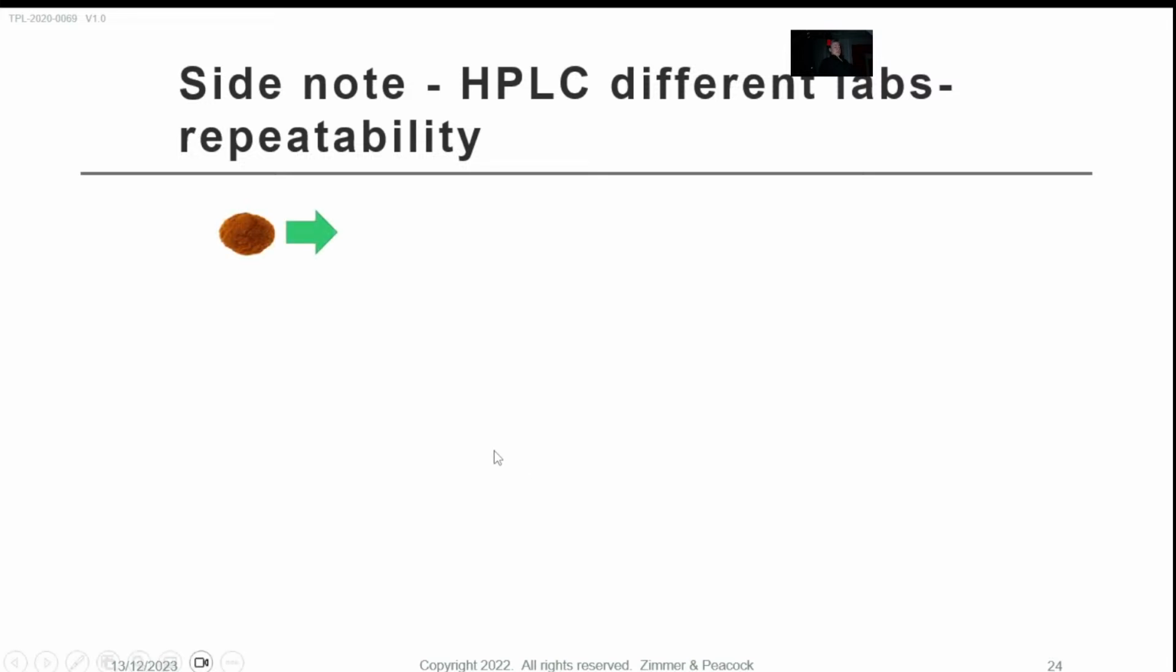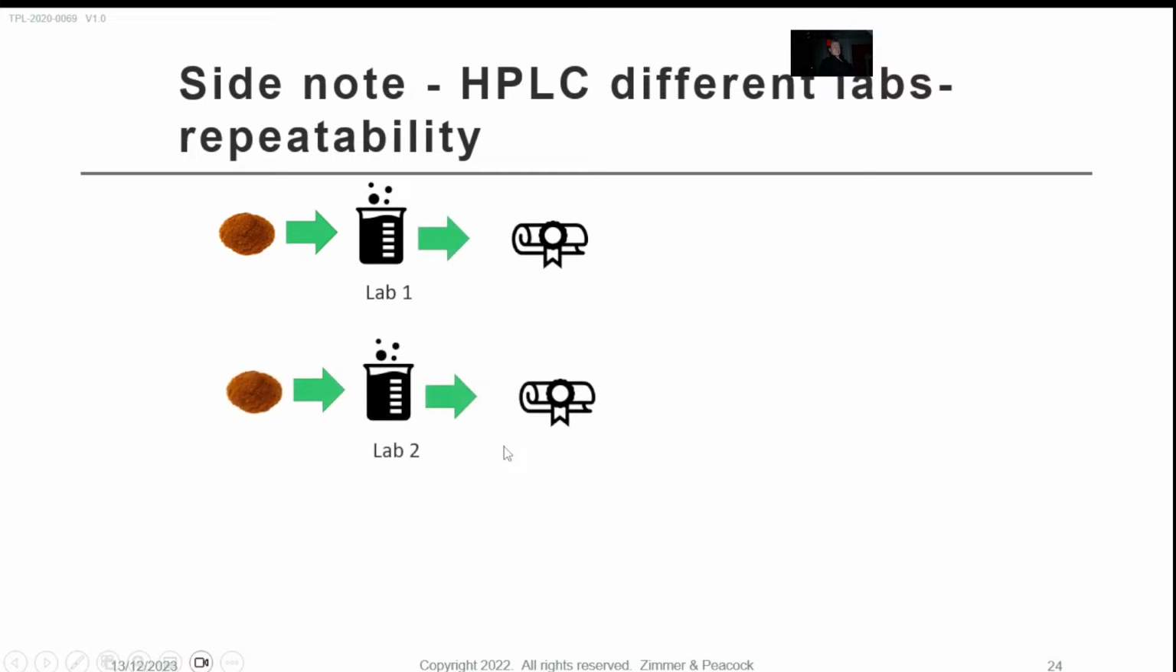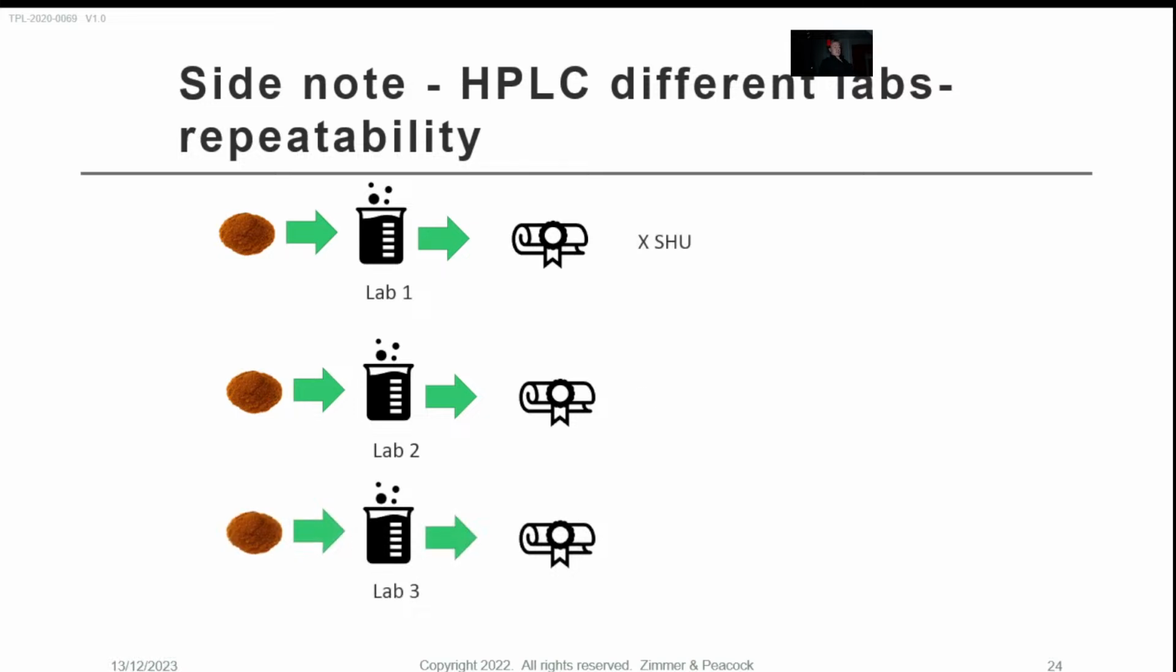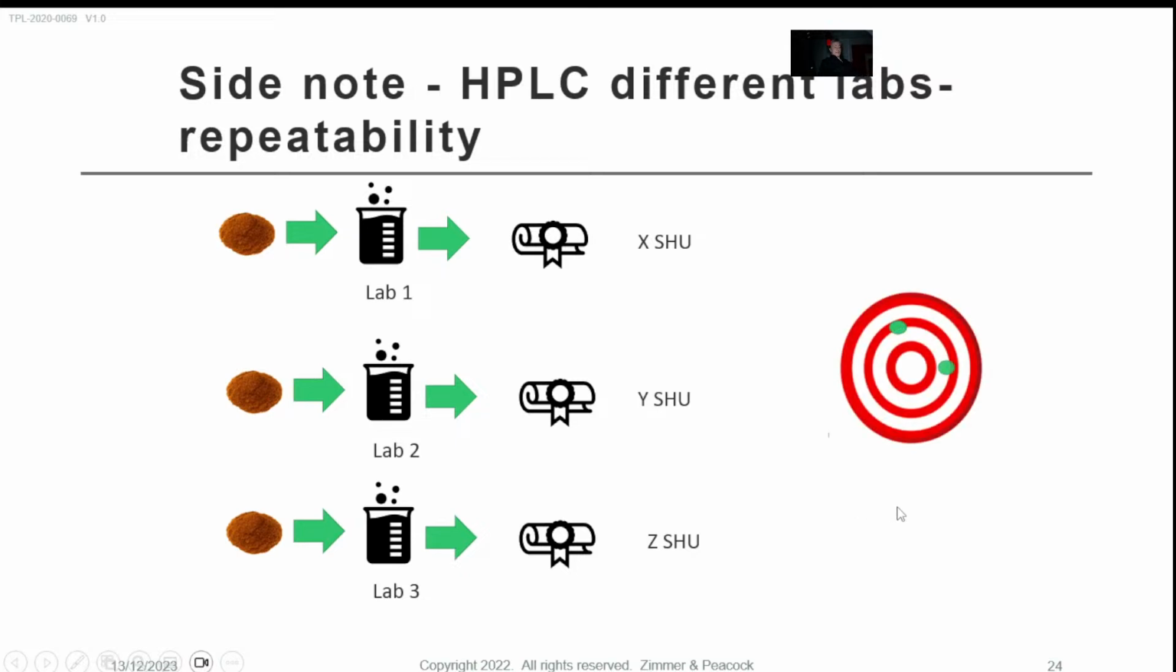is take a sample and send it to lab 1, and you'd get a certificate of analysis. If you sent it to lab 2, you'd get a certificate of analysis. And if you sent it to lab 3, you'd get a certificate of analysis. None of those 3 results will be the same. So the problem with these HPLC certificates of analysis is you get a number and say that's the truth, but actually, if you sent the same sample to a different lab, you would get a different result. So you can't hold it as the absolute truth. In fact, none of them would coincide.